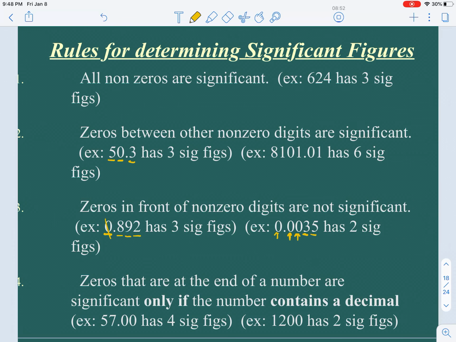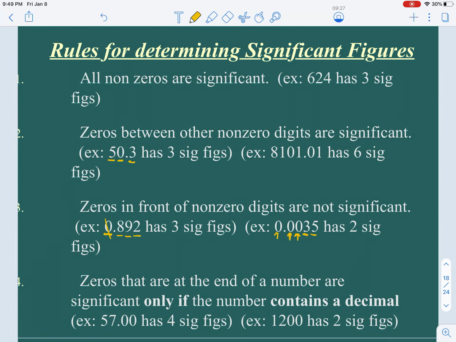Now, the very last rule says that zeros that are at the end of a number are significant only if the number contains a decimal. So here's where we have to learn the rule, and we have to learn when it is and when it is not. So far, our rules have told us rules number 1 and 2, this is when it is significant. Rule number 3, this is a situation where it's never significant. Rule number 4, we have to know more specifics about the situation in order to determine whether these are significant.